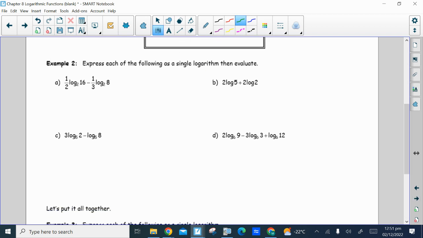So, express each as a single logarithm, then evaluate. Before we can use the quotient law here, because you're subtracting the logs, we have to use the power law first. And again, it works both ways. If you have the log of a power, the exponent can come in front as a coefficient. If you have a coefficient, that can go up as the power. So that's what we do for question A. I'd move the coefficients up as powers.